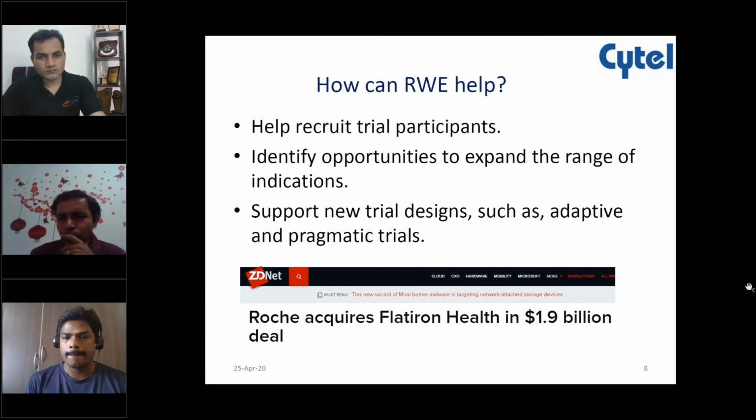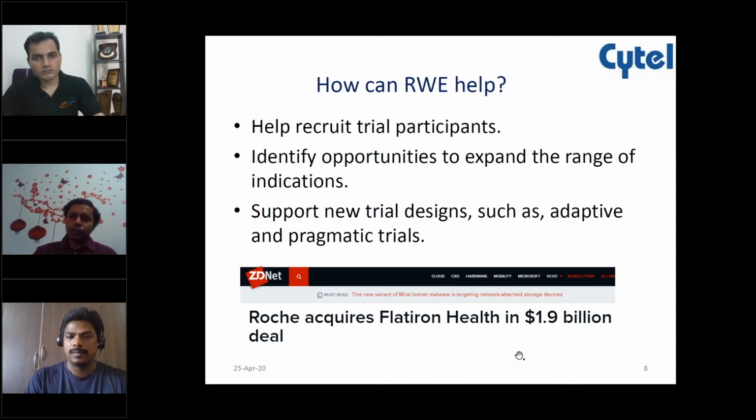being accepted by regulators. The snapshot that I have over here shows the headline from a news article about Roche acquiring a company called Flatiron Health, which is a US-based company that develops oncology-specific electronic health record systems. The acquisition happened in 2018, and the cost was around $1.9 billion. That also indicates the promise it holds for Roche. So this is an indicator of the relevance of real-world evidence in today's pharma industry.